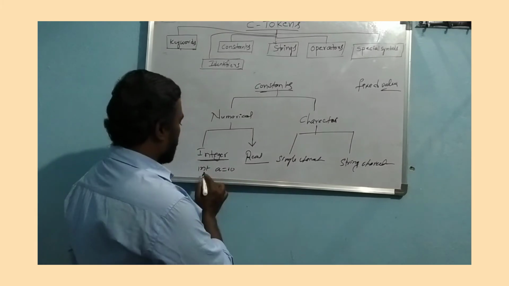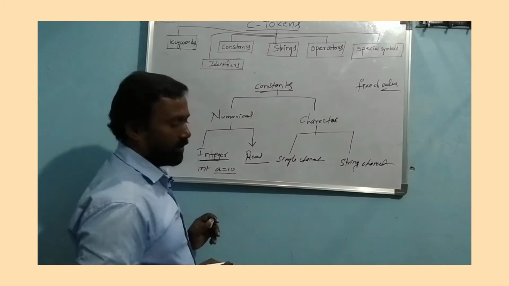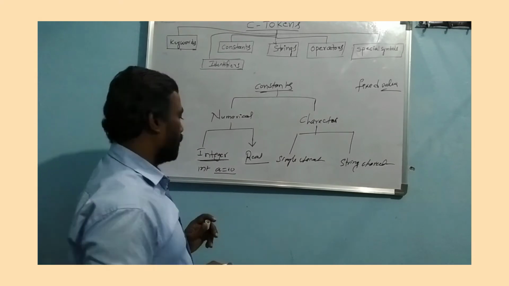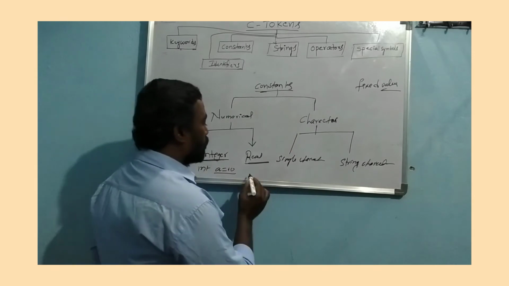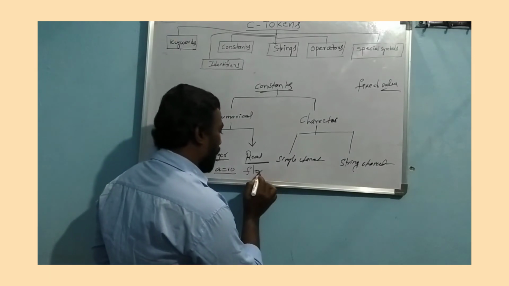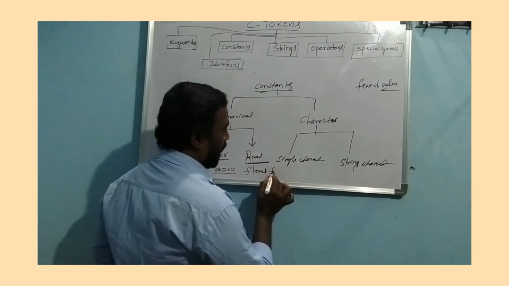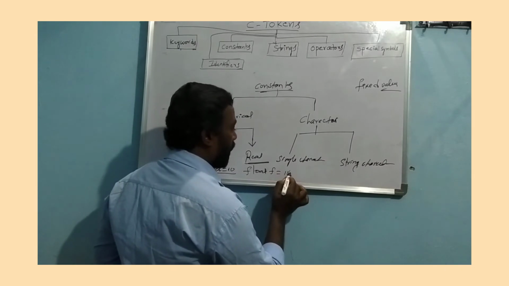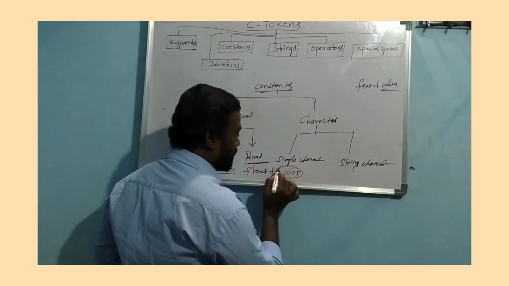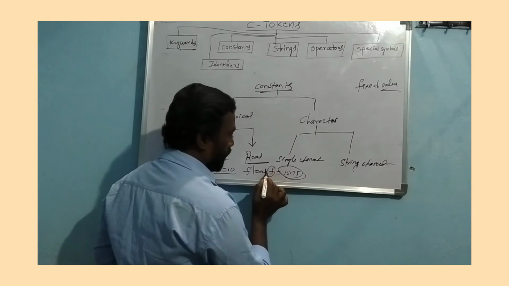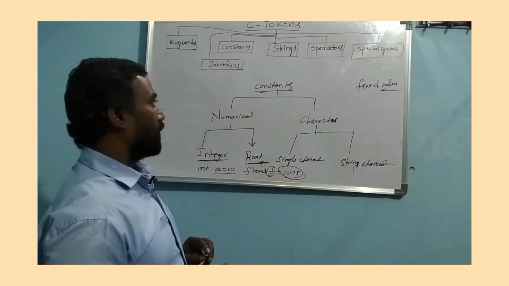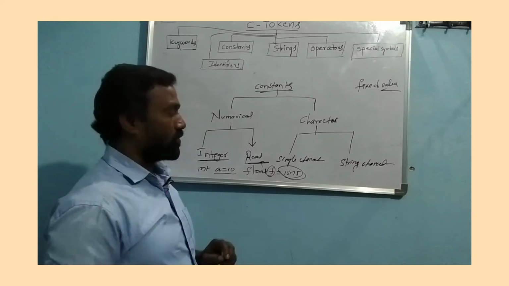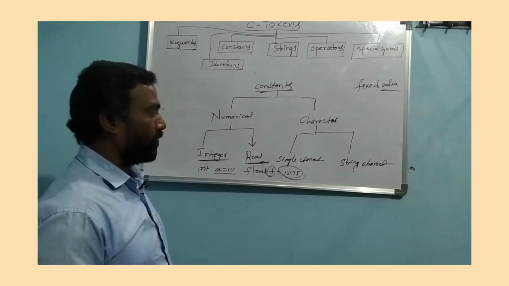For example, int a equal to 10. This is the integer variable. Coming to the real constants, those contain decimal points. Float f equal to 15.75. These types of variables come under real numerical constants. So this is the numerical related information.